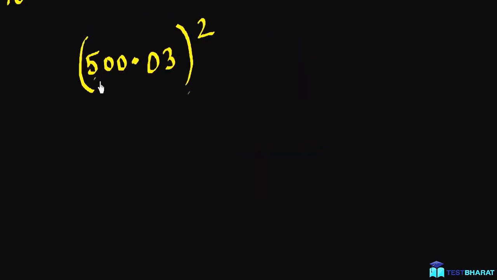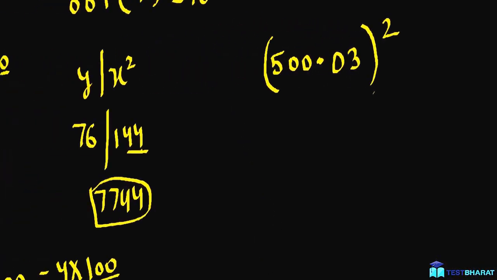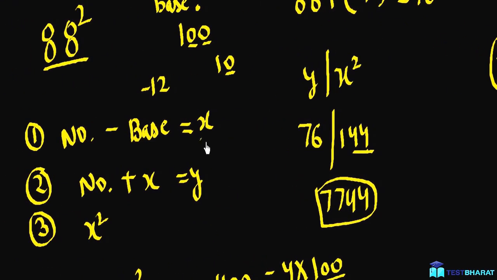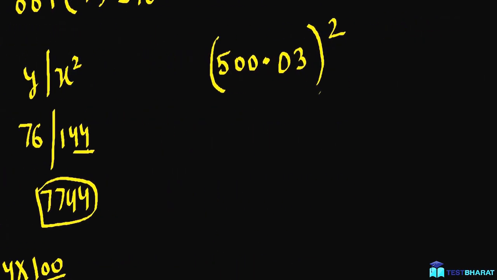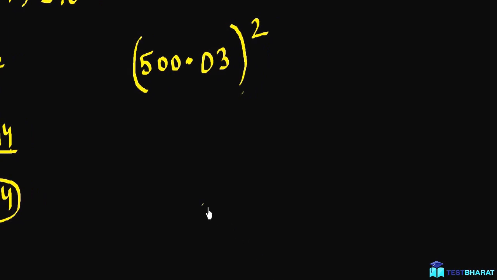243049. Calculate this: 500.03 whole square. As I told you, this method works for any number of digits, for any number. Once you master this, once you understand this trick, you can calculate any square. So we have to calculate this.